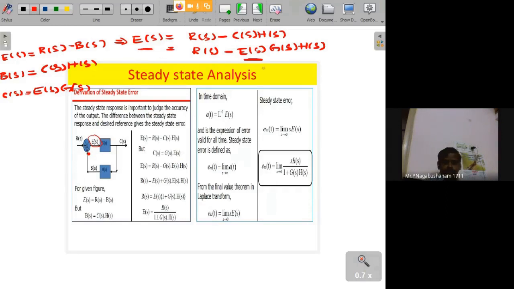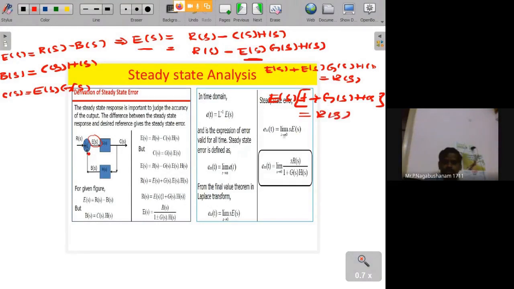Bring E of S to one side, then you will get E of S plus E of S into G of S, H of S is equal to R of S. Make E of S a common factor: E of S into 1 plus G of S, H of S equals R of S. But I want the error signal, so E of S equals R of S divided by 1 plus G of S, H of S if it is negative feedback, and 1 minus G of S, H of S if it is positive. This is the derivation part.